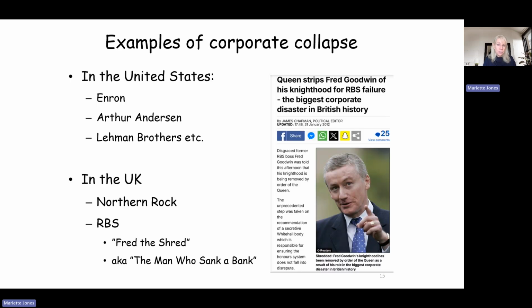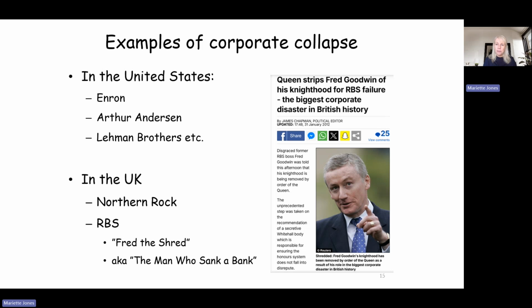Some famous examples of corporate collapses that had tremendous impact on society include the following. In the United States, there were the collapses of Enron, Arthur Andersen, and Lehman Brothers. Do go and Google these. They're very interesting to read up on. Books have been written about them. Hollywood movies were made. Documentaries were made.